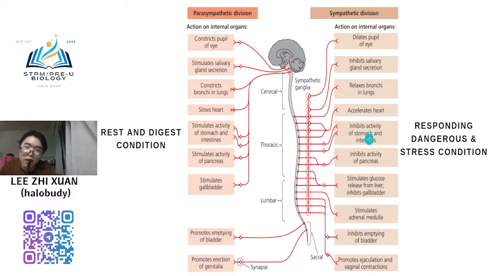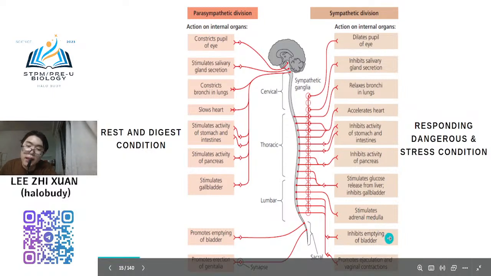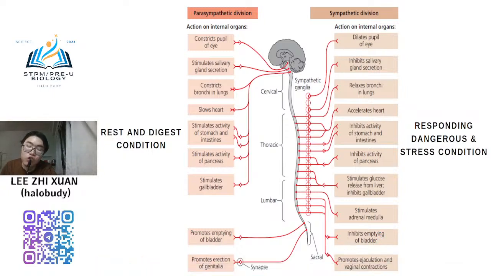Although you are not eating, or not eating much, you will still gain weight, because your blood glucose level is very high. It needs to stimulate glucose to increase your metabolic activity, because you are now very stressed too. So you need a high amount of glucose used by the cells to maintain the high metabolic activity. It also stimulates the adrenal medulla, inhibits emptying of the bladder, and promotes defecation and vaginal contraction.